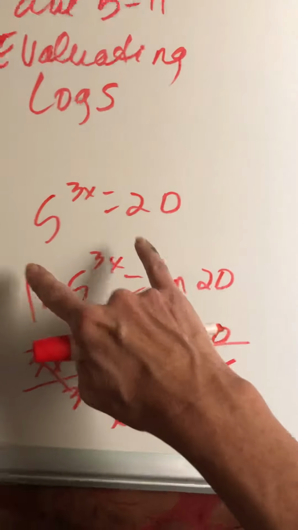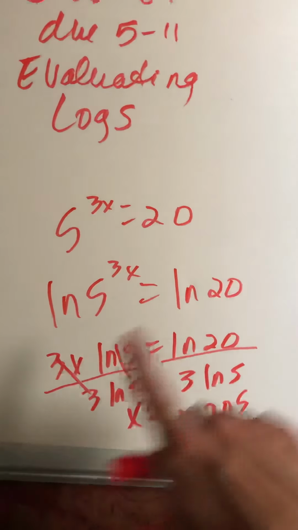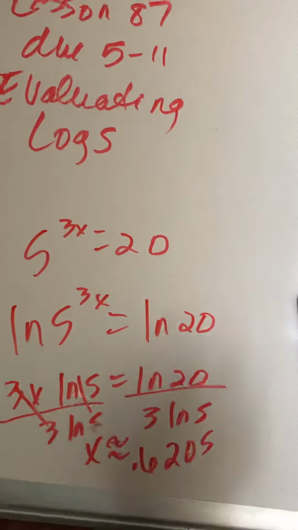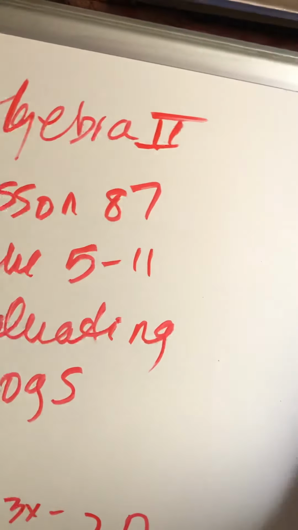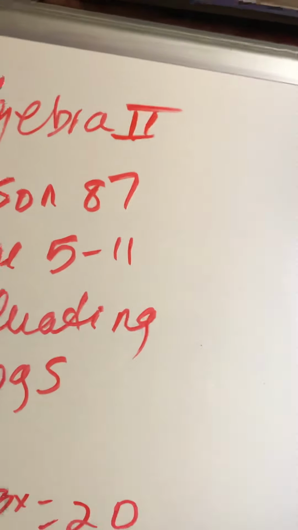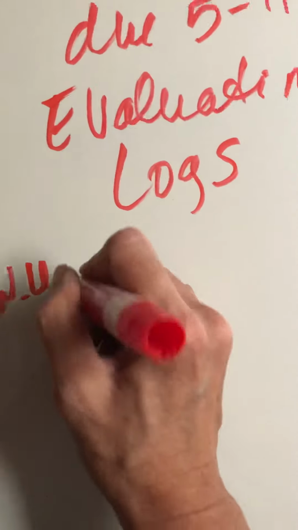Just take the natural log of both sides, bump that exponent in the front, and then divide by everything but x. Leave x there, divide by everything else. Okay, so that is the lesson. Let me make the assignment and talk about a few of them. So you're going to do the warm-up on page 612.